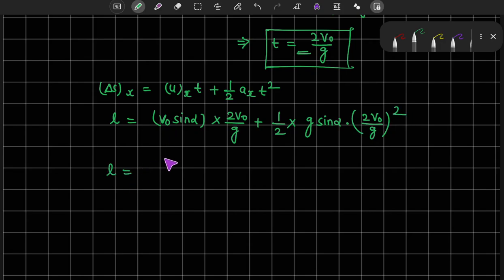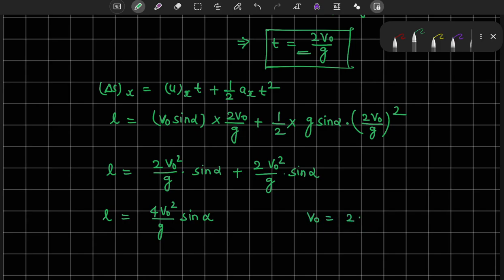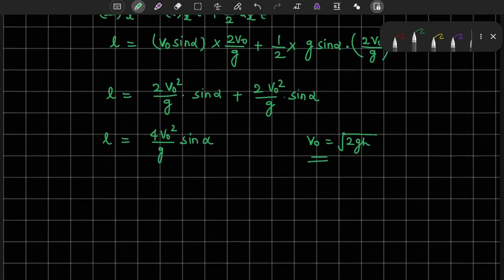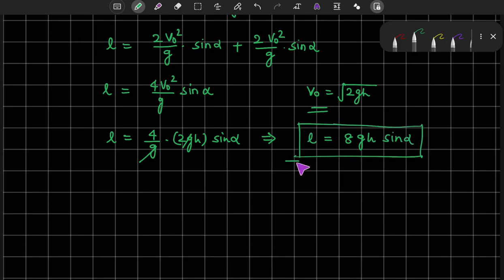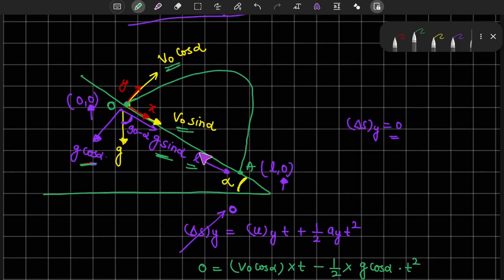So from here we get L is equal to 2v naught square by g into sin alpha plus 2v naught squared by g into sin alpha. So L is equal to 4v naught squared by g into sin alpha. We know that v naught is equal to under root 2gh, which we found in the beginning. So we can write L is equal to 4 by g into 2gh into sin alpha, and g will get cancelled. From here we get L is equal to 8h sin alpha. So this is the value of the length between the first rebound and the second rebound.